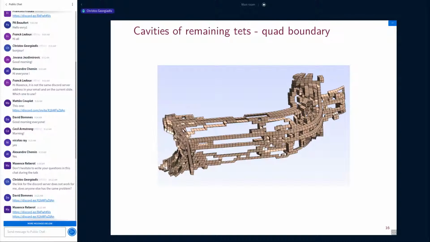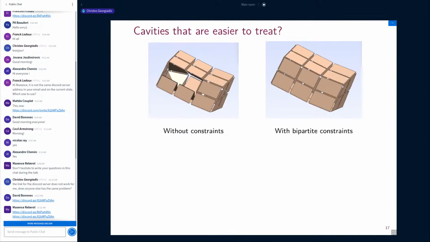But the idea, as I said, is to see if we can make these kinds of cavities easier to split, easier to manipulate. So, for example, here we can see a very nice example. It's one of the few. On the left is the combination without these constraints, and on the right is with these constraints.